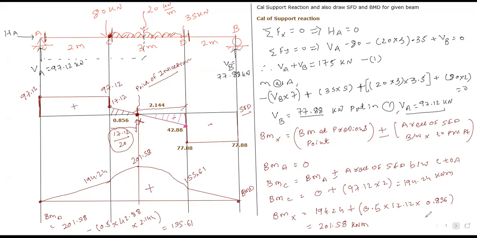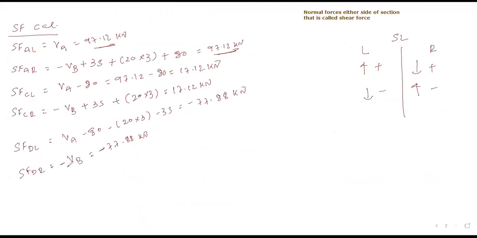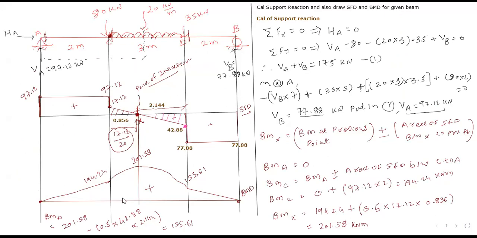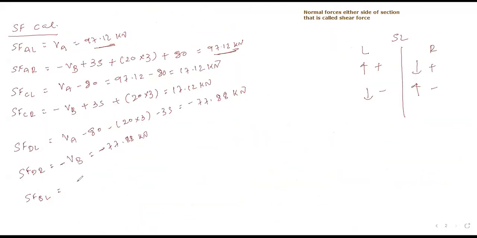Okay, similarly for point B, shear force at point B, just left. Now to see point B, we need to cut a section before point B. Keep in mind, before point B we see VA, 80, 20, and 35. Yes or no? Plus VA minus 80 minus 20 into 3 minus 35. We will get again the same value, minus 77.88 kilonewton.